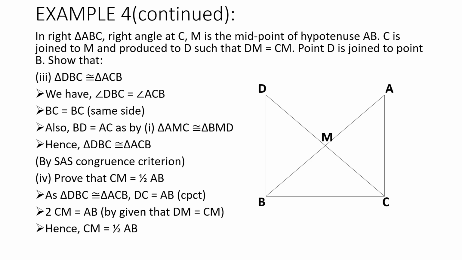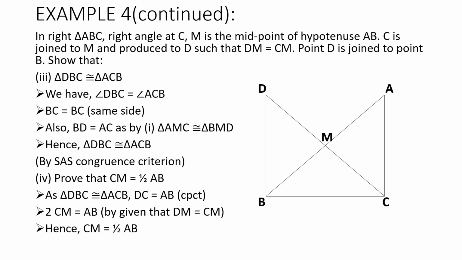In the third part of the previous example, we have to show that triangle DBC and triangle ACB are congruent. Whenever you have to prove the congruency, try to figure out the relationship between the corresponding parts of the two triangles. So now from part 2 already you have angle DBC and angle ACB are equal. BC and BC is the same side. From part 1, triangle AMC and triangle BMD were congruent. So its corresponding parts BD and AC are equal. So now by SAS, two sides and included angle criterion, triangle DBC and triangle ACB will be congruent.